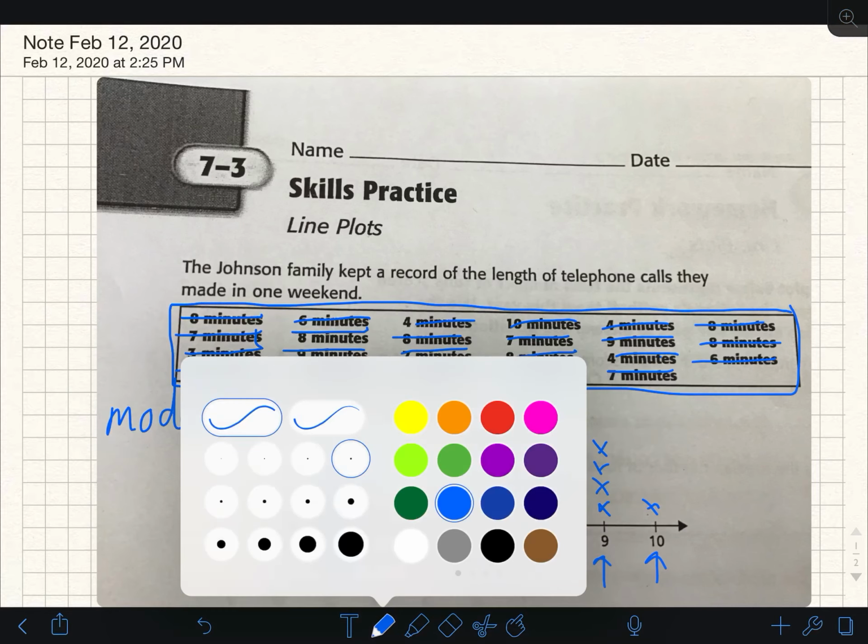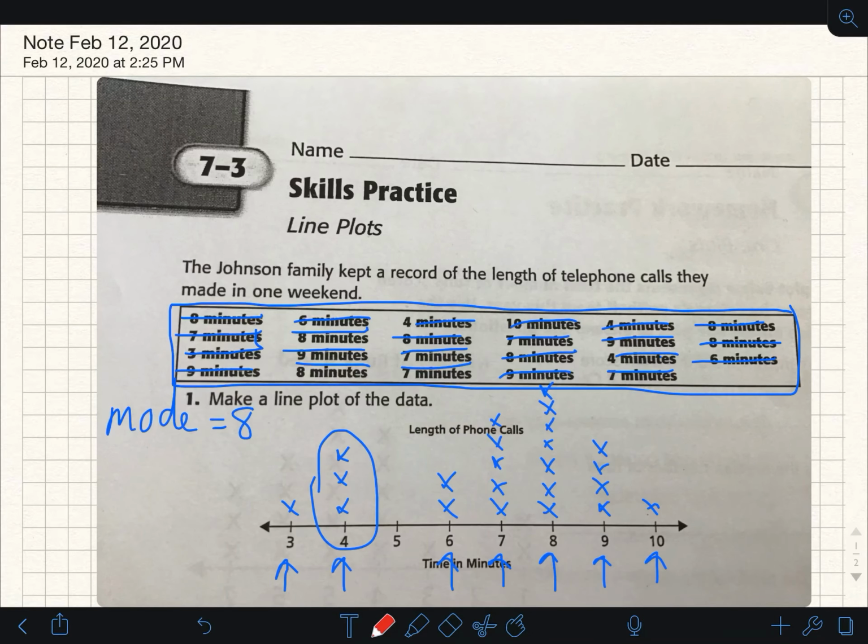And to find the median, we have all this data in order. So I'm going to change colors, and we'll cross off our smallest number, then our biggest, then our smallest, then our biggest, and so on, small, big, small, big, until we reach the middle. And then our middle number is an 8-minute call, so our median is also 8 in this problem.